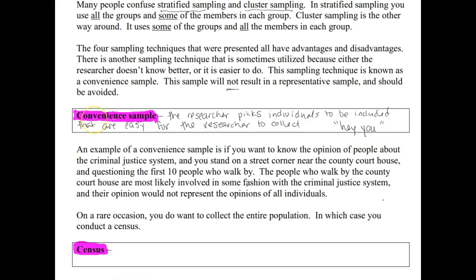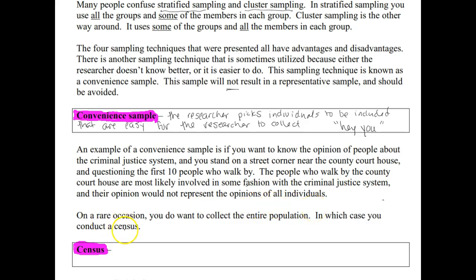As an example of a convenience sample, if you want to know the opinion of people about the criminal justice system, and you stand on a street corner near the county courthouse and question the first 10 people who walk by. Again, first 10 people, it's convenient for you. You get your work done earlier that day and go home, versus taking every 10th or doing something to try to make a random sample here. The people who walk by the county courthouse are most likely involved in some fashion with the criminal justice system, and their opinion would not represent the opinions for all individuals.